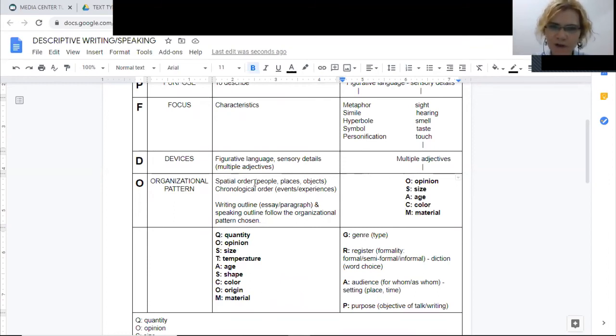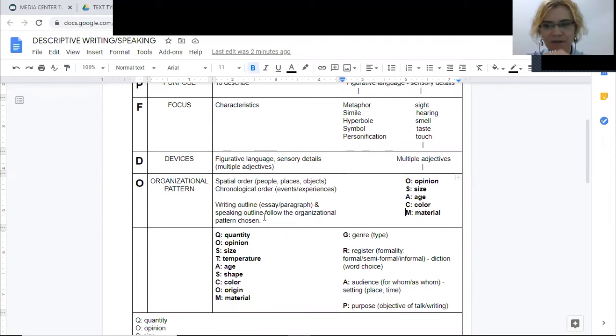So spatial order is for people, places, and objects. Now, if we're describing events and experiences, we're talking about chronological order. Now, what is this? Go back to spatial order. Spatial order has the word space. Everything connected to space. If I want to describe, for example, my water bottle, I'm confused where to start. So I need to come up with an organizational pattern. So I can go from top to bottom or bottom to top. I could start to explain my bottle from the outside to the inside or inside to the outside.